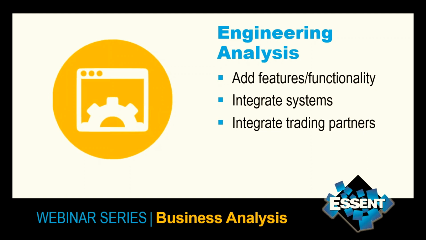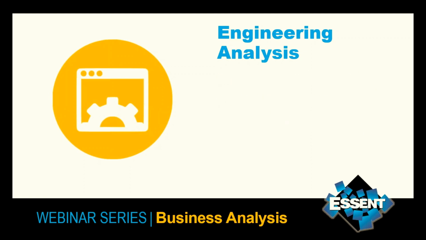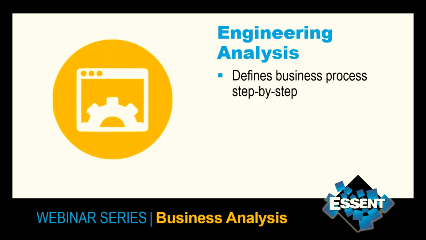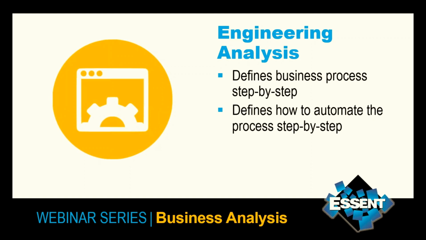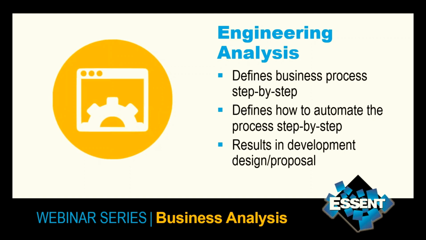Another example would be for integrating trading partners. If a distributor and a supplier wanted to automatically communicate orders, an engineering analysis could be used to determine how to integrate the business communications. So essentially, the business and technology provider examine how to create a new software solution. So first, the business process is defined step by step, and then the automation is defined step by step, and the result is ultimately a development design or proposal that details how the solution will be built.